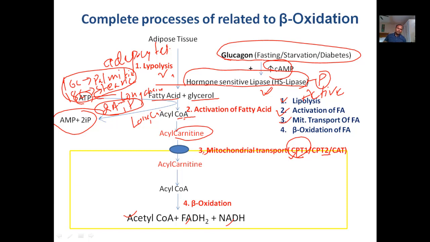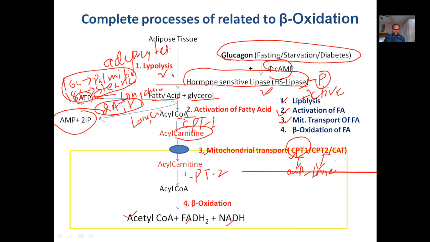CPT1 is carnitine palmitoyl transferase. This is the protein that converts acyl coenzyme A into acyl carnitine. This other protein converts acyl carnitine back; this is the function of CPT2, and the earlier one is the function of CPT1. They are present in the mitochondrial membrane. CPT1 is present in the outer mitochondrial membrane, and CPT2 is present in the inner mitochondrial membrane.